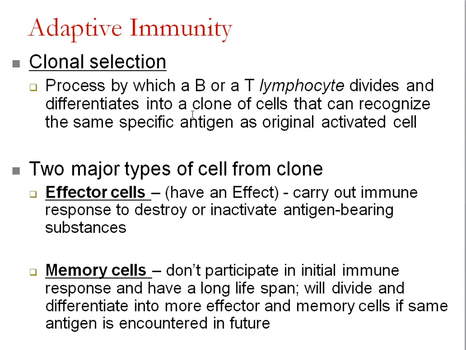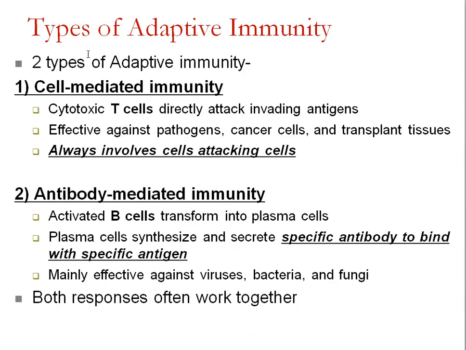That is the clonal selection process. We're starting with one cell that's going to split into either an effector cell or a memory cell. So, types of adaptive immunity, we got two types here. Cell-mediated immunity, this is cytotoxic T cells directly attack invading antigens. This is effective against pathogens, cancer cells, or transplant tissue. And it always involves cells attacking cells.